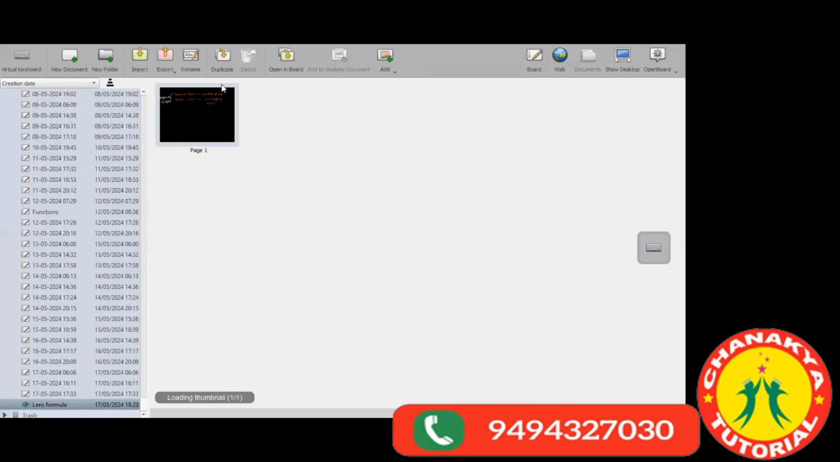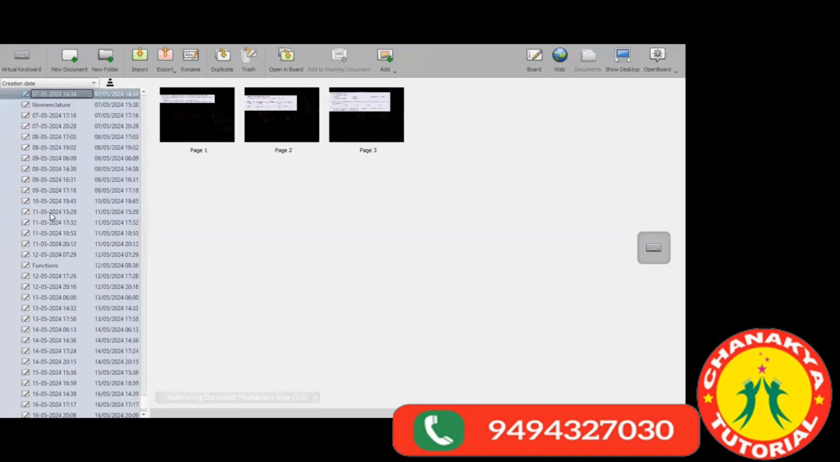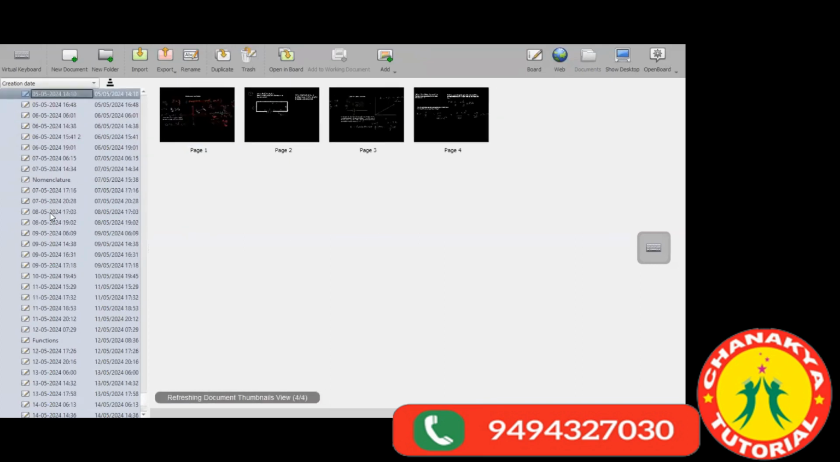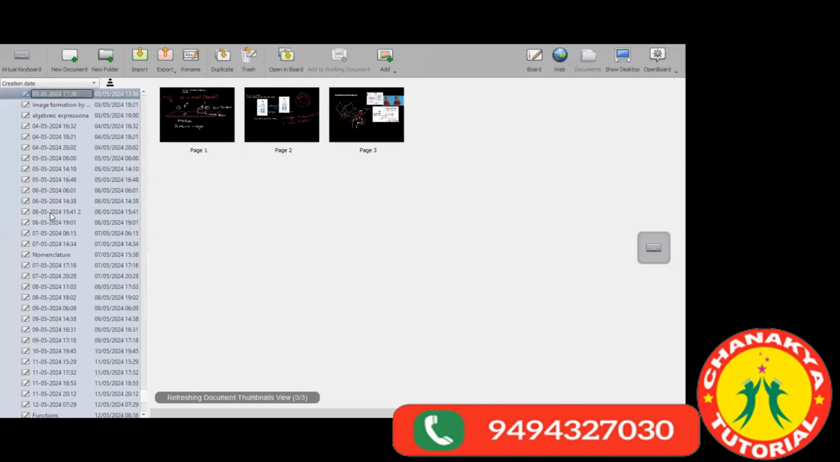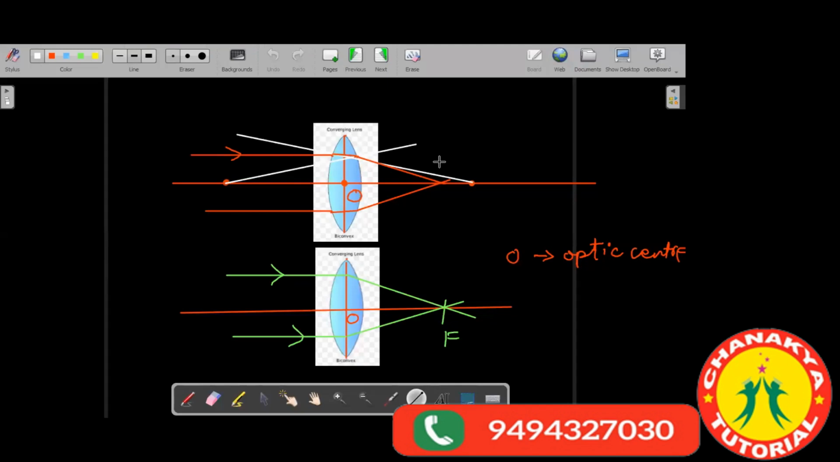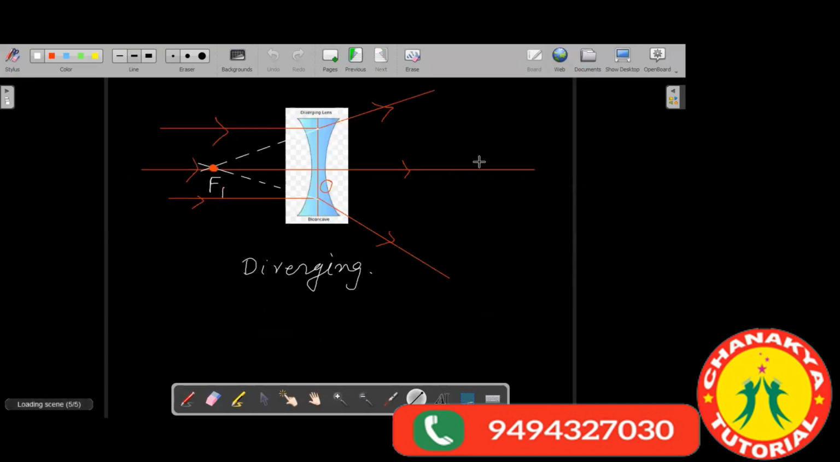Let me see if we have the lens. Yeah, image formation. This one. I think we have. So we had done this. Okay. So this is all what we had done. We haven't done in detail at what position which image is being formed. That is not done. This is the only thing that we have done about the converging lens and the diverging lens, right?